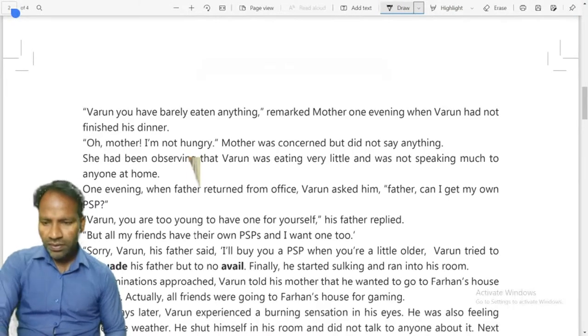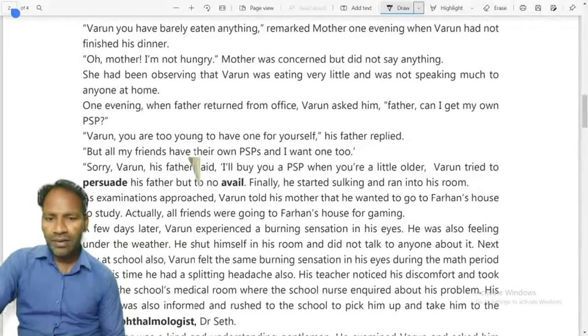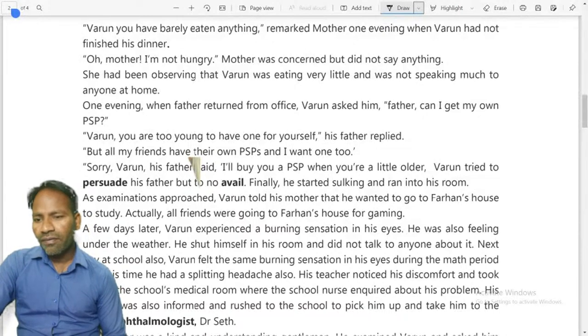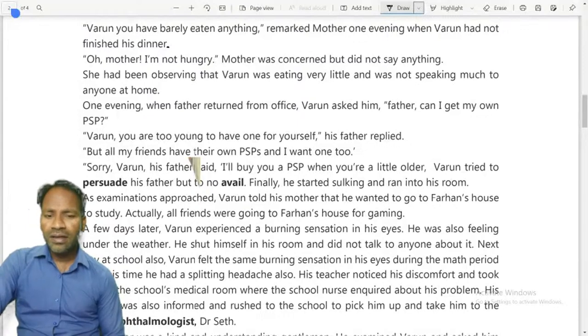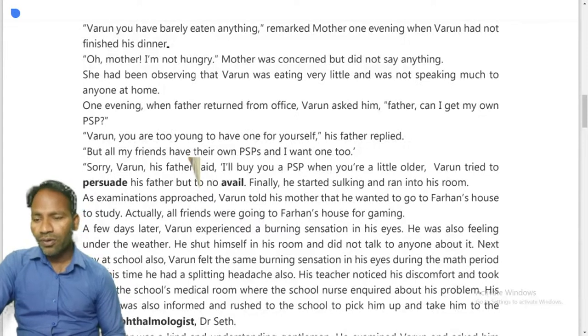Then, "Varun, you have barely eaten anything," remarked mother one evening when Varun had not finished his dinner. Mother always noticed things, and she noticed that he was eating hardly anything and did not finish his dinner that day. "Oh mother, I'm not hungry. I don't wish to eat anything."